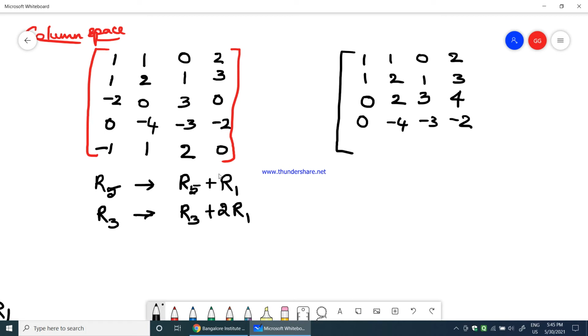Now the last row is R5 plus R1. So minus 1 plus 1 is 0. 1 plus 1 is 2. 2 plus 0 is 2. 0 plus 2 is 2.